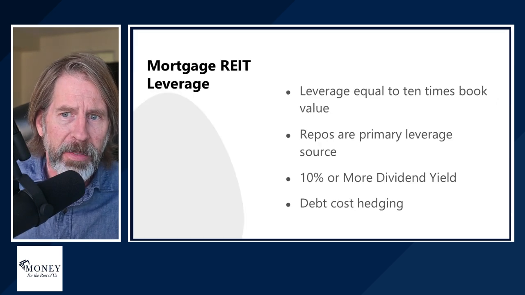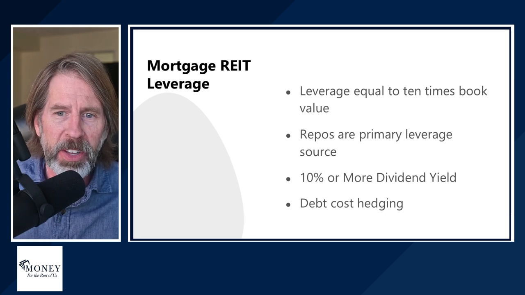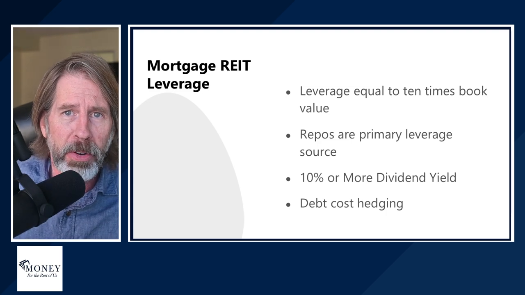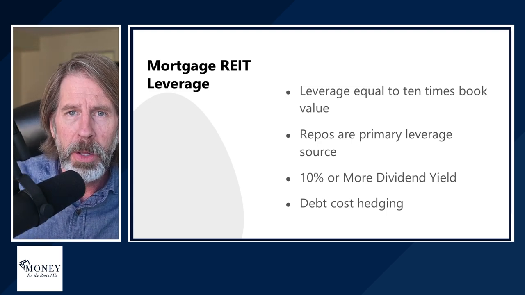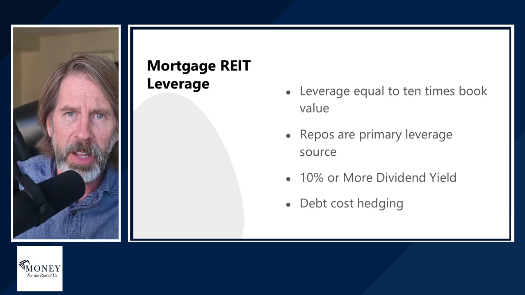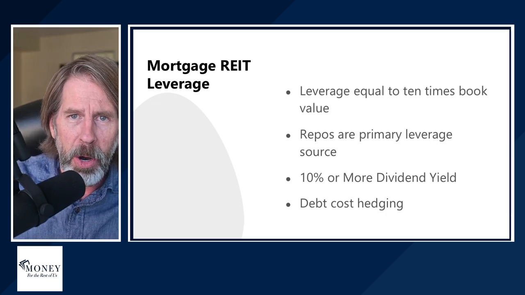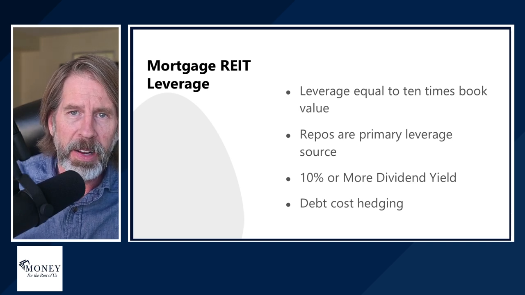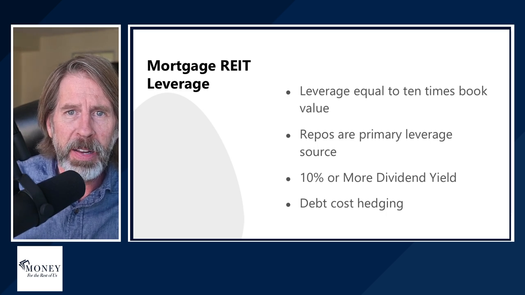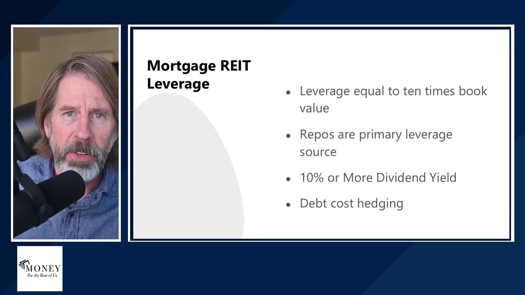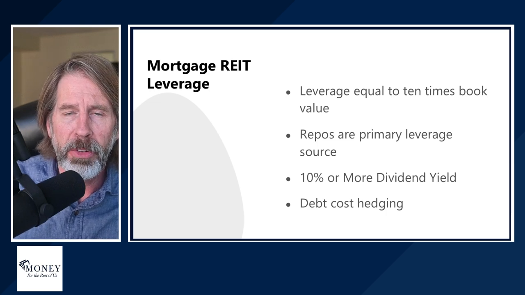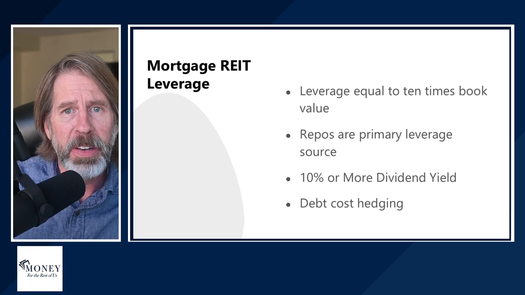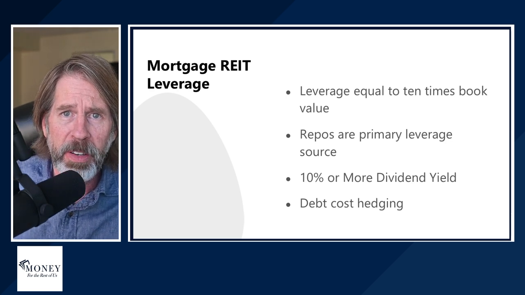Now, mortgage REIT leverage is 10 times book value. So it's a huge amount of leverage. And their main source of leverage are something known as repurchase agreements. The mortgage REIT uses those mortgage-backed securities as collateral for their lending, very short term. They borrow money, they use that mortgage-backed security as collateral, and then they get that collateral back. There's a little bit of a yield embedded. That's their main source of leverage. Very, very low cost leverage. And as a result of this use of debt, magnifying the return, the dividend yield for mortgage REITs is often more than 10%.